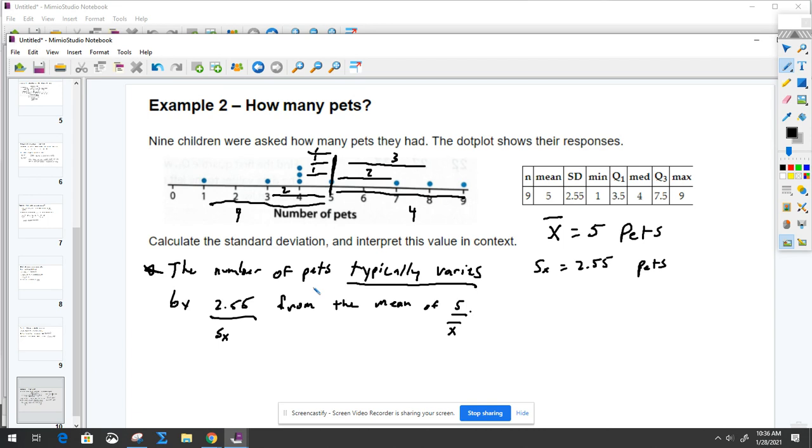And again, we're just going to fill in the blanks. What are we talking about? That goes here. We're always going to use typically varies by, and we're going to put the standard deviation, and then we're going to say from the mean, whatever the mean is.